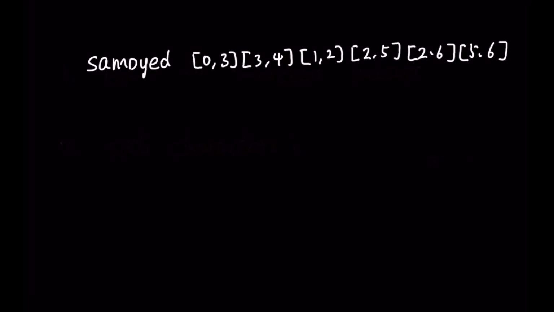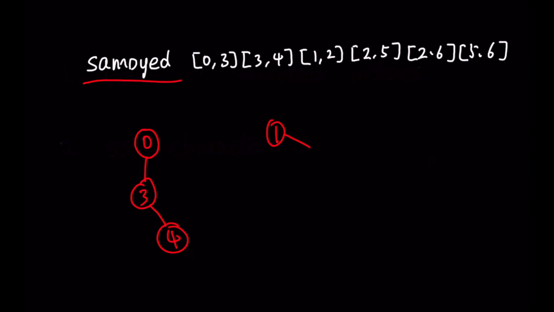We have a string Samoyed. The first pair is 0 and 3. So we connect 0 and 3. The second pair is 3 and 4. So we connect 3 and 4. And the third pair is 1 and 2. And then 2 and 5. 2 and 6.